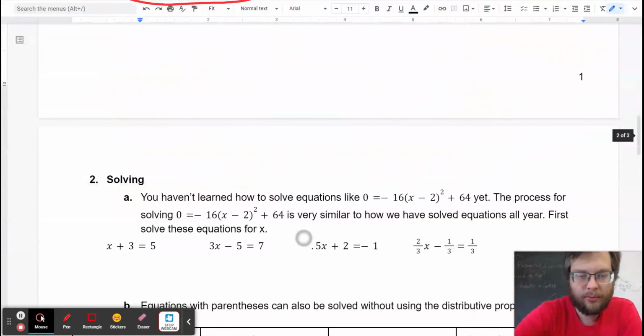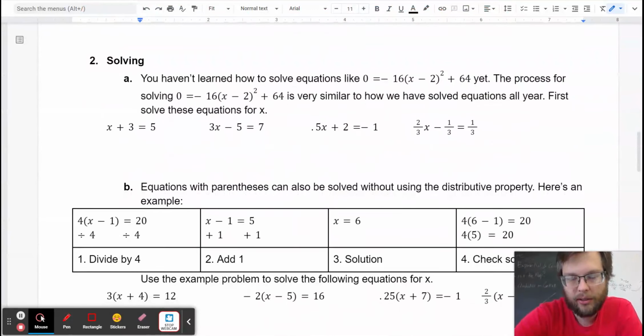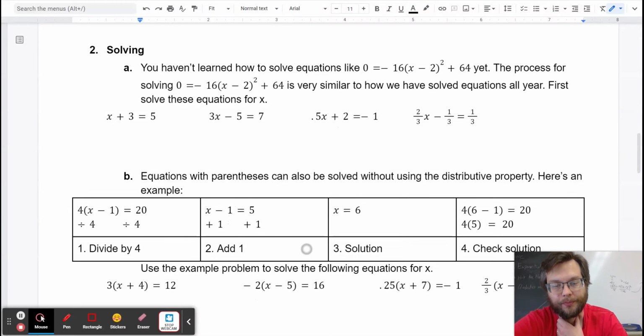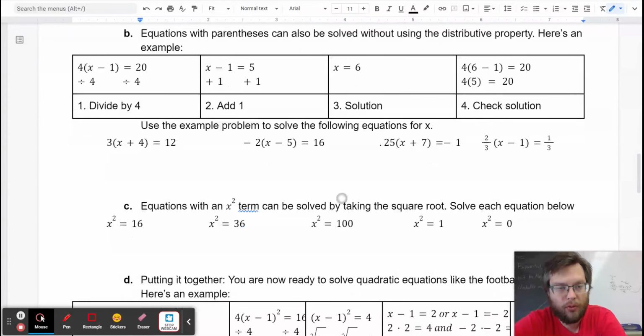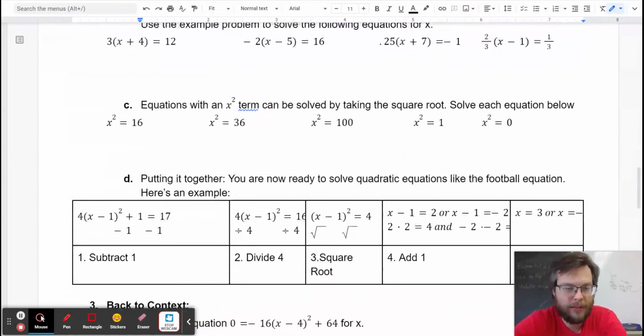It starts off with just solving some regular equations like you've done a bunch of times in the past. I'm happy to solve any of these if you want. Just put it in the comments and I'll make a video showing you how to do it. But these are pretty familiar sorts of equations that we've been working on for months. Down here, just a little bit of practice when there's parentheses in the equations. Where it really gets new is when you start seeing part C.